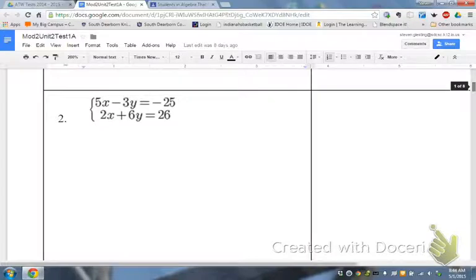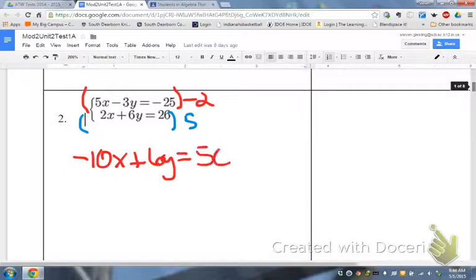Now let's take a look at number 2. In number 2, again, we don't have opposites yet, so we're going to make the opposites. So again, I'm just going to simply crisscross, or in this case, let's get rid of the x's. So I'm going to multiply this one by negative 2. I'm going to multiply the bottom one by 5. Now in this case, I have to use a negative because my x's are both positives, and we do need a sign change. So my new equation on top is going to become negative 10x plus 6y, and that equals 50. My new equation on the bottom becomes 10x plus 30y, and that equals 130.